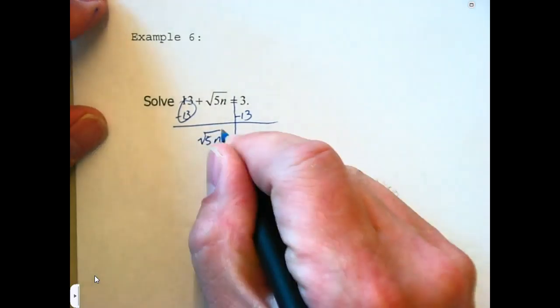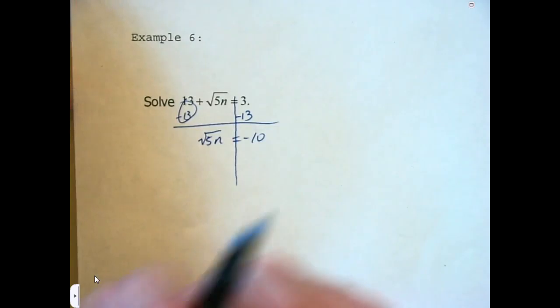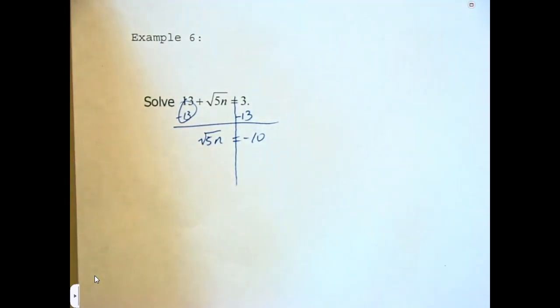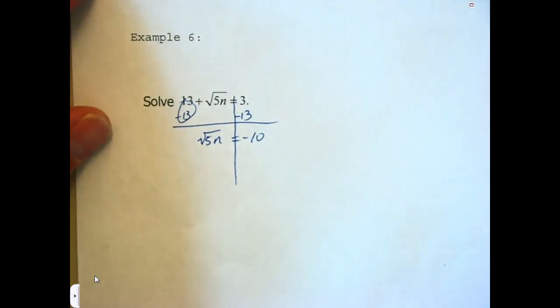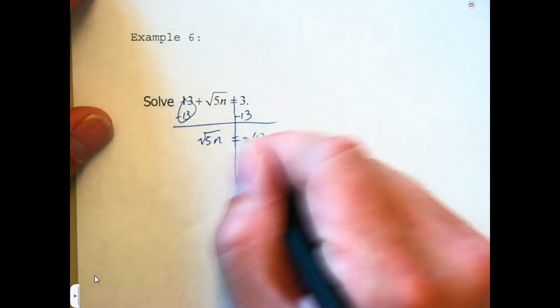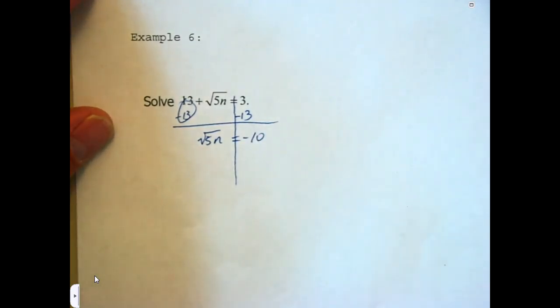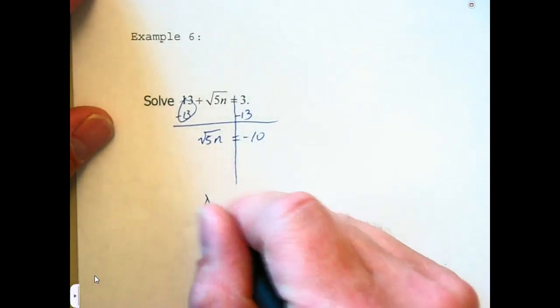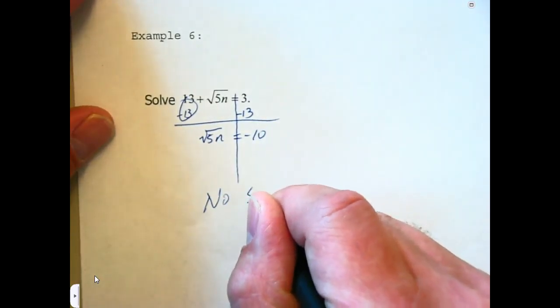Good. The next step would be you square both sides. But what's wrong with this statement right now? Uh-oh. It equals a negative. Good. A square root equals a negative. Can a square root ever equal a negative? No, so it's no solution. A square root can never equal a negative.